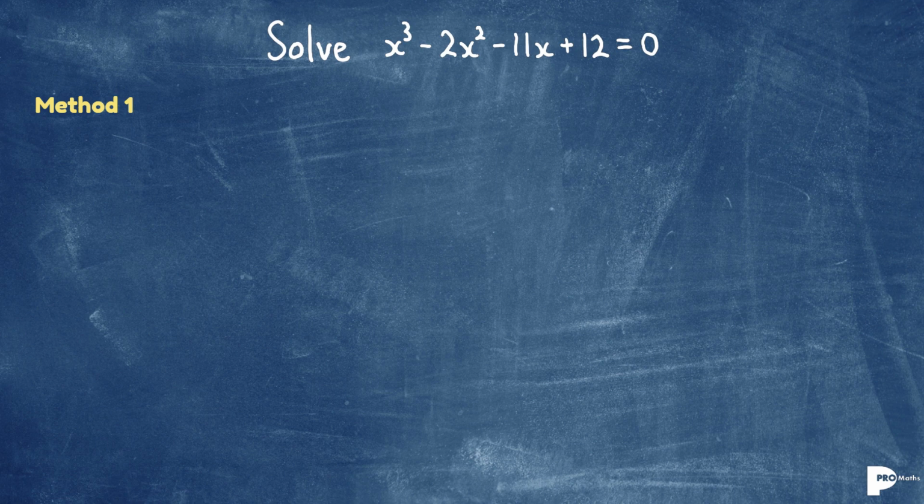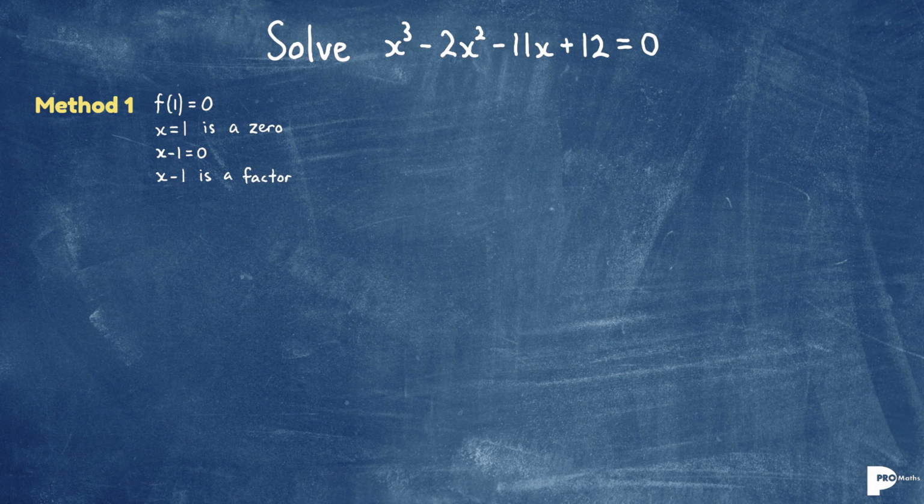Method 1 will be using long division. You need to find a factor, so try subbing in values of x and see if it gives you 0. Tip: try using factors of the constant. Start with 1. Oh, it equals 0. How convenient. Just know that it won't be this easy every time. So x equals 1 is a 0, giving x take 1 equals 0. So x take 1 is a factor.